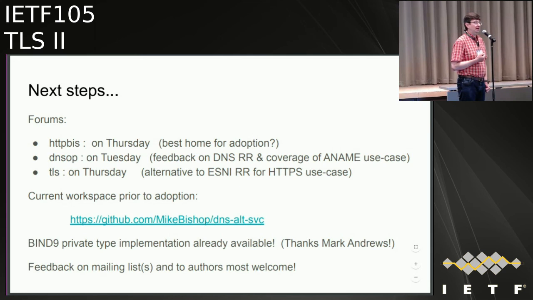There's a place in GitHub where we've been working on this until we get it adopted in a particular place. On the name server side, on the DNS side, there's been interest in this, especially because it solves some other problems they've been interested in. So there's a BIND9 private type implementation that got done by Mark Andrews, and in the hackathon, someone did an Unbound implementation.